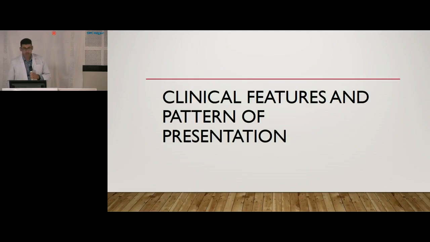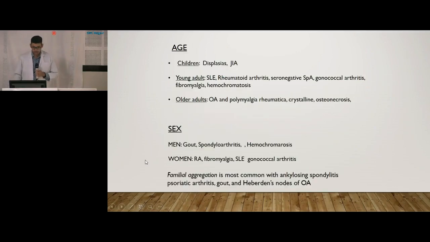Clinical features and pattern of presentation. So age: dysplasias, especially congenital dysplasia of the hip, DDH, you must be aware of this word. Commoner in the pediatric age group, JIA. Earlier it was called JRA, juvenile rheumatoid arthritis. Now the nomenclature has changed to juvenile inflammatory arthritis.